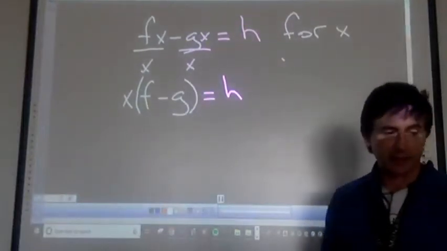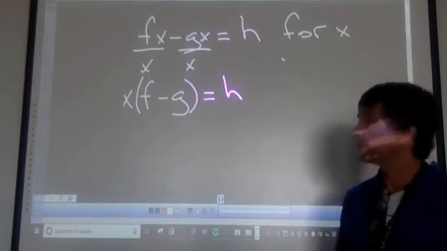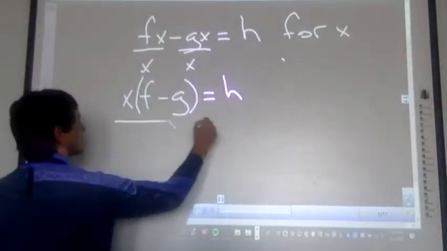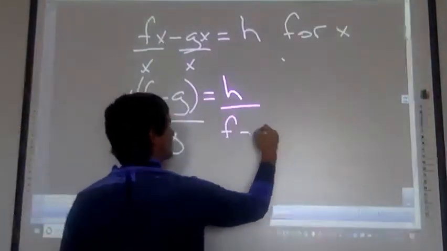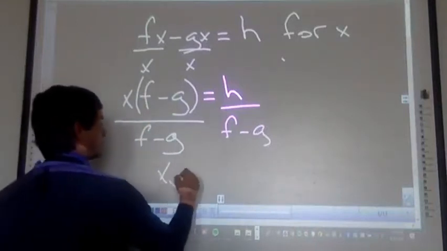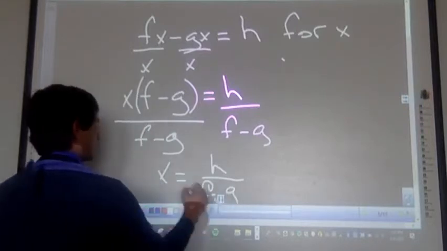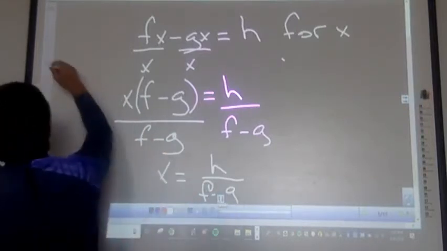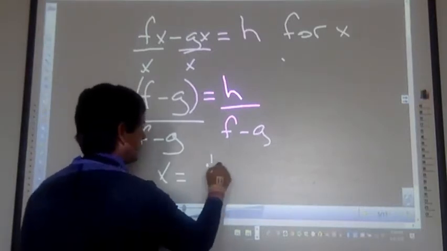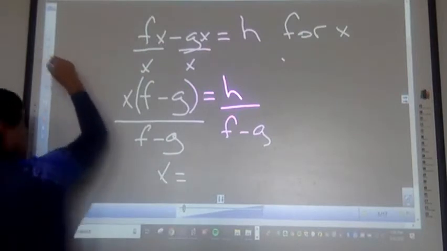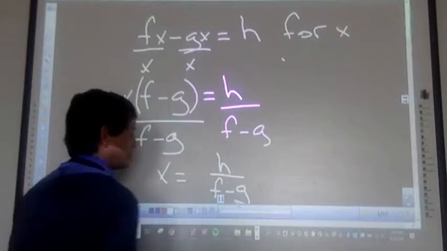What's the last step, anyone? Volpe? You divide F minus G from both sides. Good. And then x is equal to H divided by F minus G. I worded that really weirdly. And what was that last part? Never mind, sorry. I wrote a really weird letter there. H over F minus G.